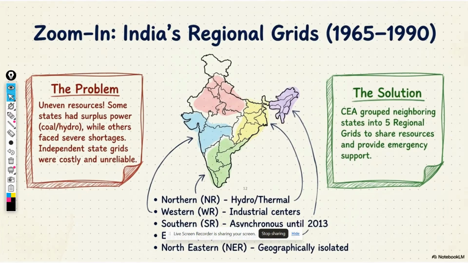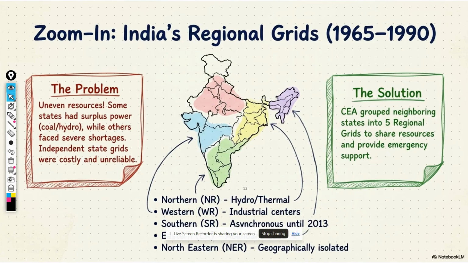Initially, this arrangement worked well because electricity demand was low. But as India started developing, many new industries were established. Cities expanded rapidly. Agriculture also became electrified. Farmers started using electric pumps for irrigation. As a result, the demand for electricity increased significantly.